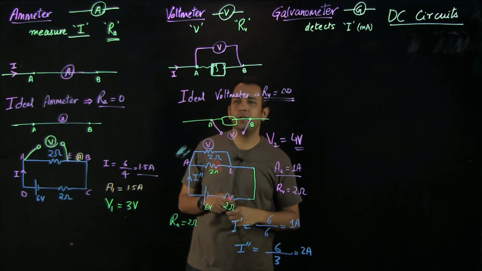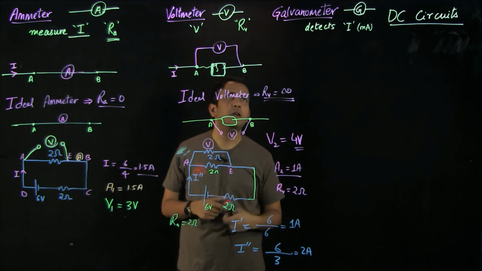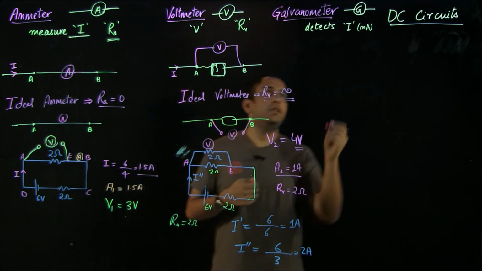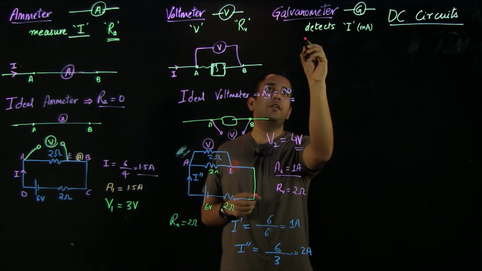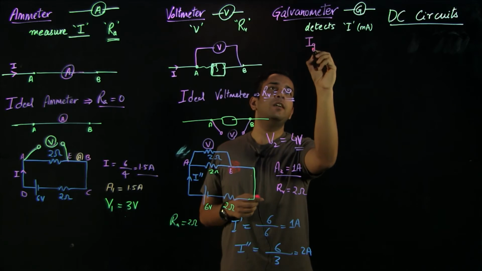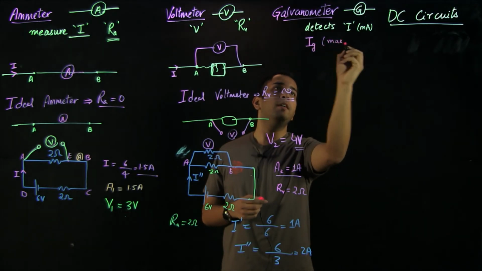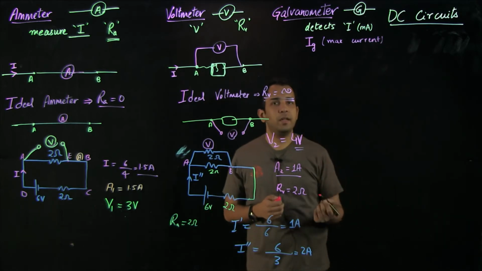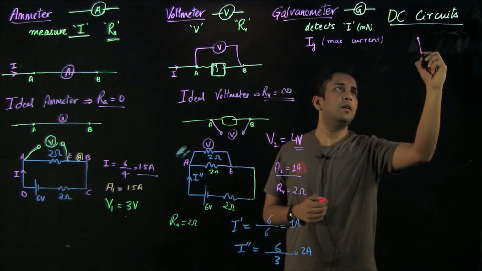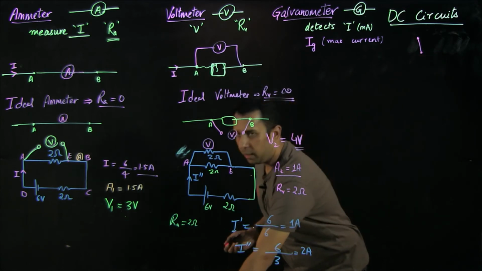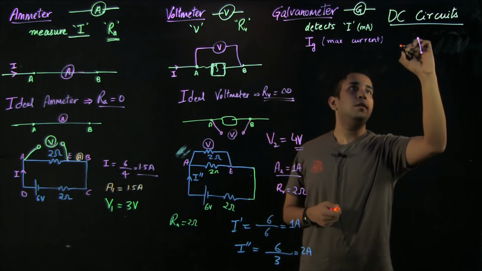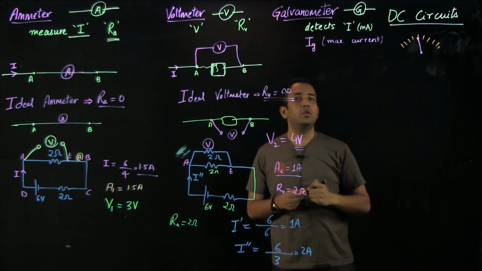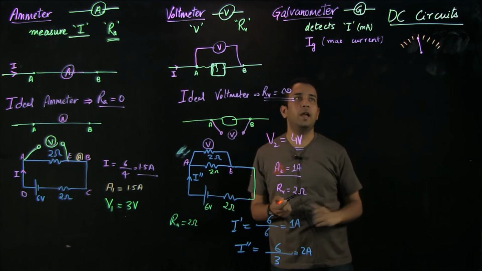For ammeter or voltmeter, they can be up to certain amperes or certain volts, but for a galvanometer, it's only up to certain milliamperes. So there is a current rating associated with the galvanometer, which is known as Ig. So it is the maximum current which a galvanometer can show. So what happens in a galvanometer is that there is a needle, and there are certain markings, and the deflection of the needle shows the value of the current that has been flowing through the galvanometer.